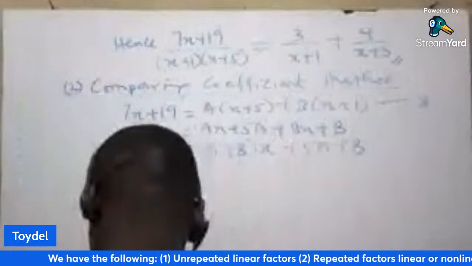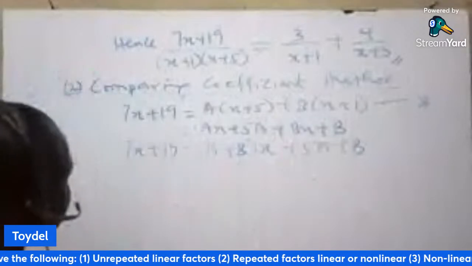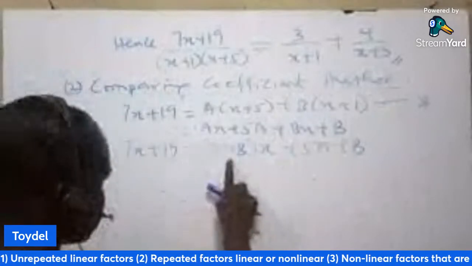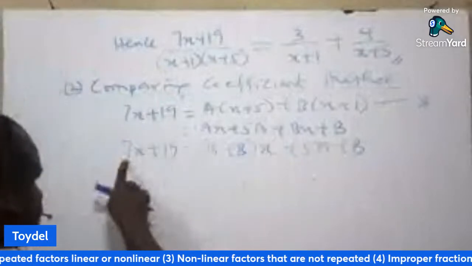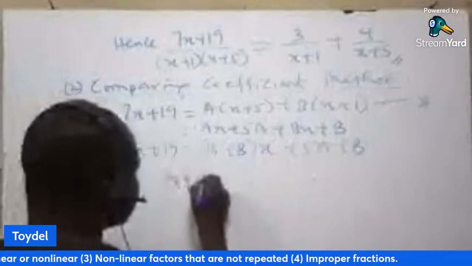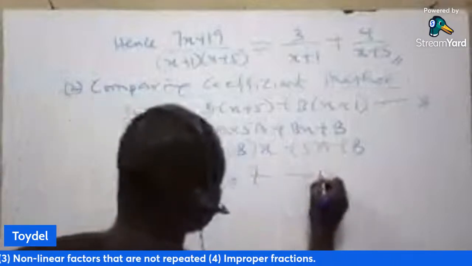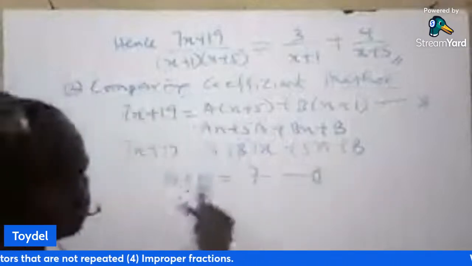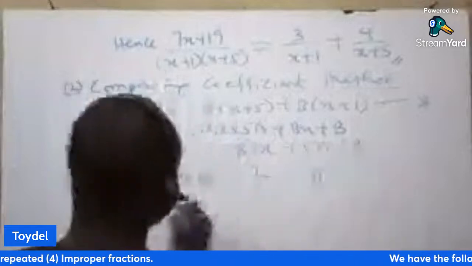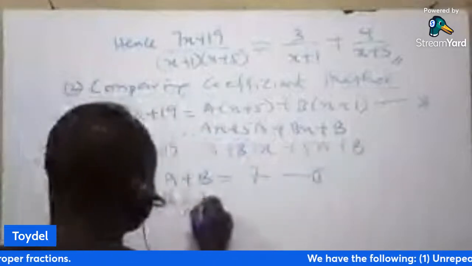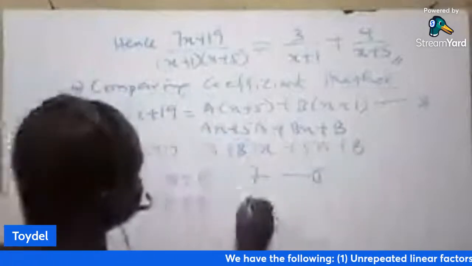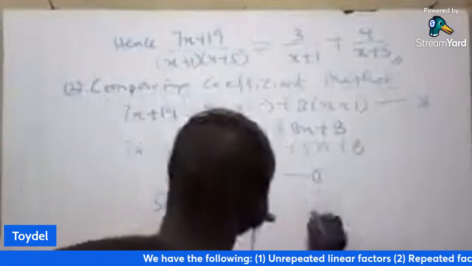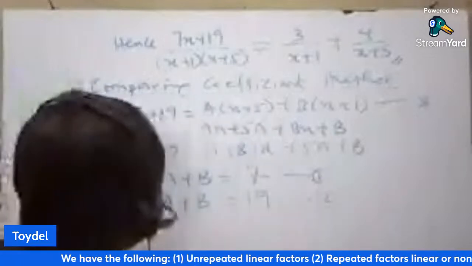So what do we want to compare here? Look at the coefficient of x here. Is it not a plus b? What is the coefficient of x here? 7. We now say a plus b is equal to 7, equation 1. Let's look at the constant. We have 5a plus b here. What is the value of the constant here? 19, so 5a plus b is equal to 19, equation 2. So this is how to approach this method of comparing coefficients.